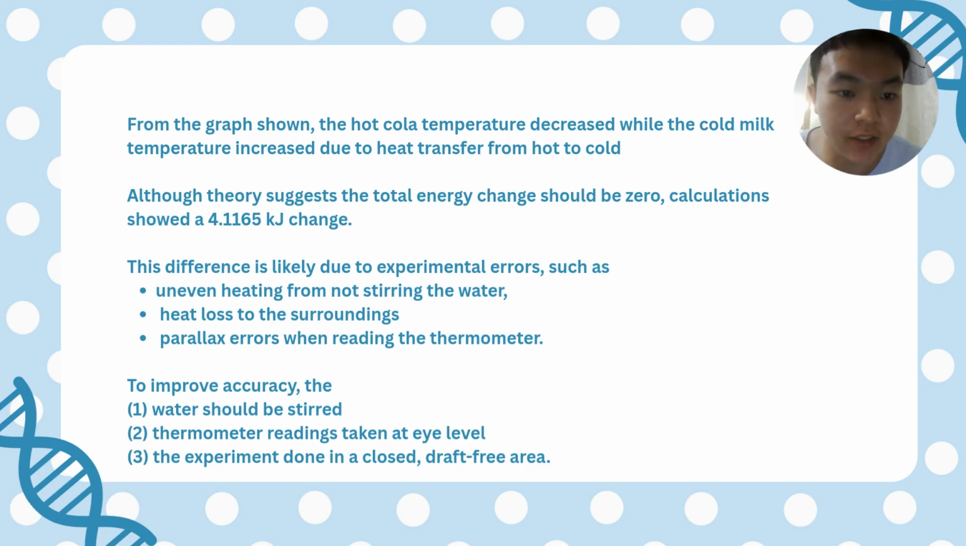Although the theory suggests that the total energy change should be zero, our calculation shows a 4.1165 kilojoule change. This difference is likely due to experimental error, such as uneven heating from not stirring the water at all times, heat loss to the surroundings, and also parallax error when reading the thermometer. To improve the accuracy, the water should be stirred at all times during the experiment. The thermometer readings should be taken at eye level, 90 degrees, to avoid parallax error, and also the experiment should be done in a closed, draft-free area.